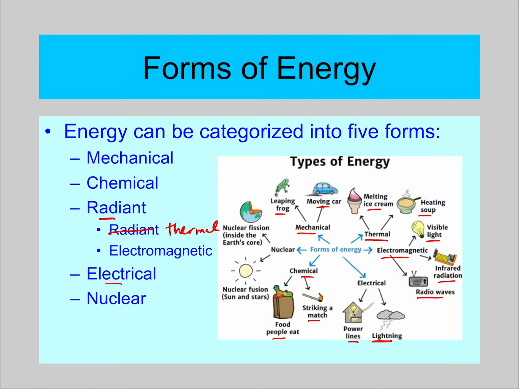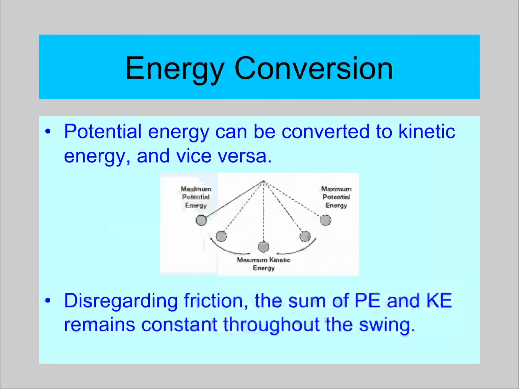Then we're going to have electrical, so lightning, power lines. And then we have nuclear, which is the fusion that we see in the sun and the stars, and the fission that's occurring inside of Earth's core. So those are all our different forms of energy.